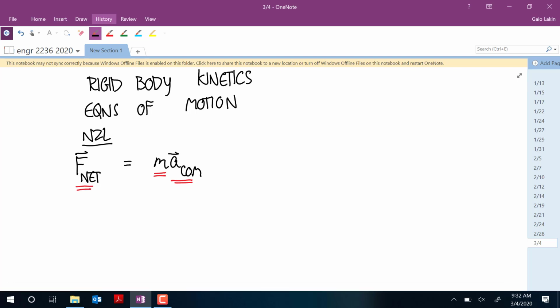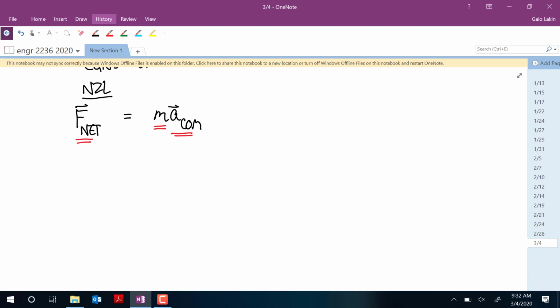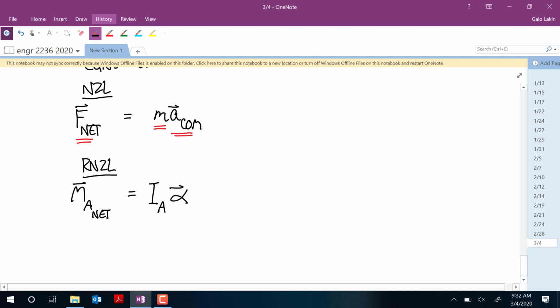And then the second vector equation of motion is the moment equation, rotational Newton's second law. And that says that if you add up all the moments about the about point A, that's equal to the mass moment of inertia around the about point times the angular acceleration vector.